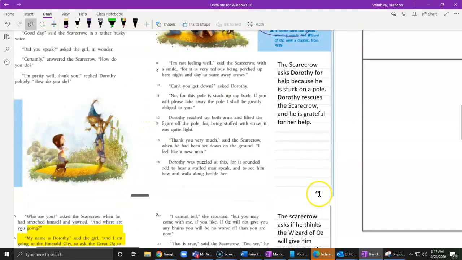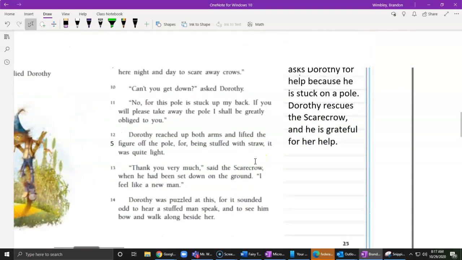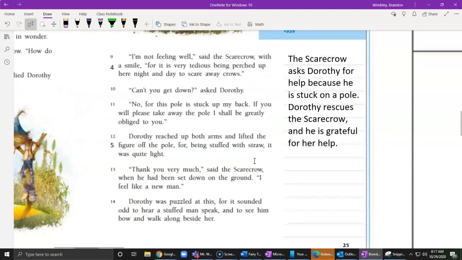I'm not feeling well, said the Scarecrow with a smile, for it is very tedious being perched up here night and day to scare away crows. Can't you get down? Asked Dorothy. No, for this pole is stuck up my back. If you will please take away the pole, I shall be greatly obliged to you. Dorothy reached up both hands and lifted the figure off the pole. For it being stuffed with straw, it was quite light.